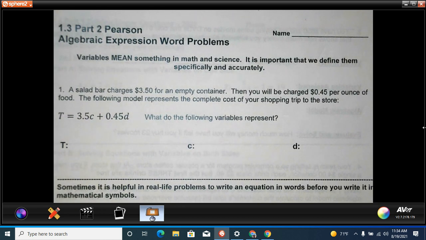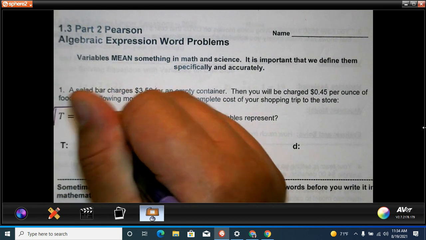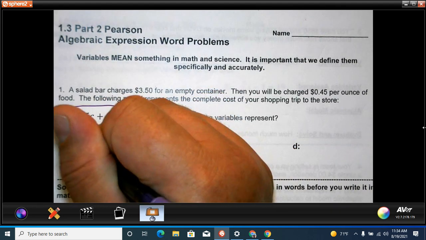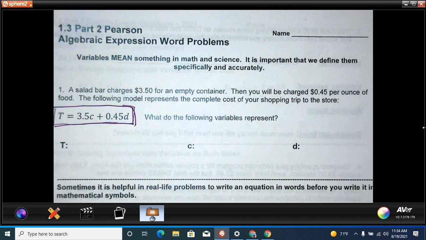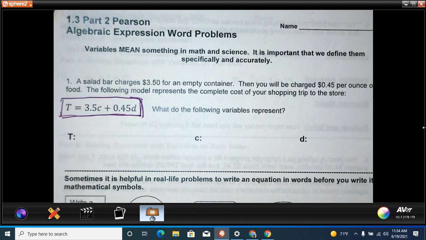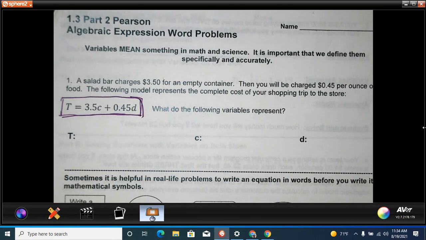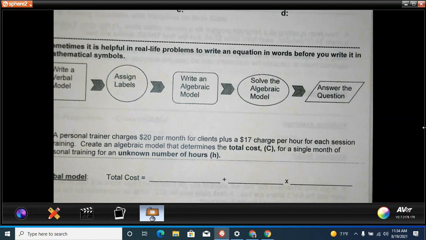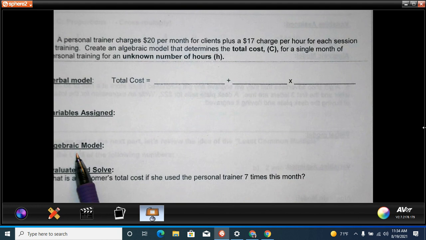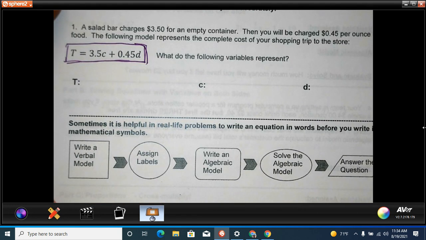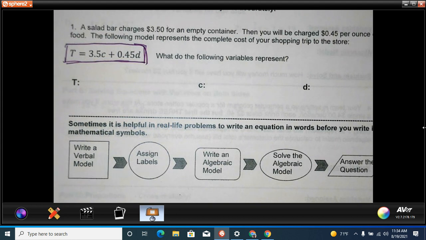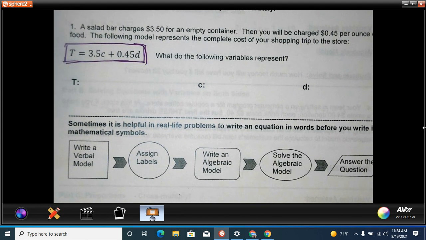By the way, this is our mathematical model. Another one of those terms that probably wasn't defined very well in Algebra 1. That's called a mathematical model. And in this case, it's actually an algebraic model because it has variables, right? Anything that has variables is algebraic. So what does T represent here?